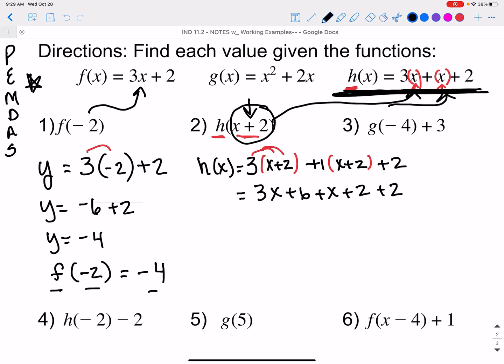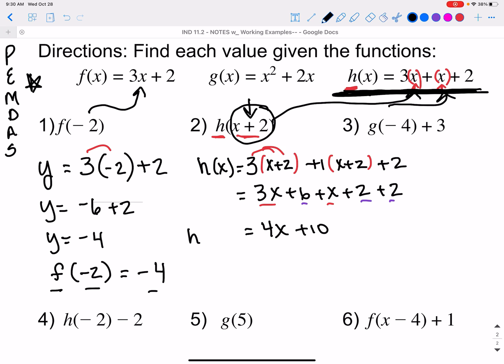Well, now it's just a matter of combining like terms, right? I have got a 3x and an x. Well, 3x and 1x equal 4x. And they're on the same side of the equation. So I'm not subtracting and moving anything. I'm just combining like terms. Then I've got 6, a 2, and a 2. Well, 6 plus 2 is plus 10. Now, I can't combine this anymore. I can't get any better because 4x and 10 are not like terms. So I cannot combine this anymore.